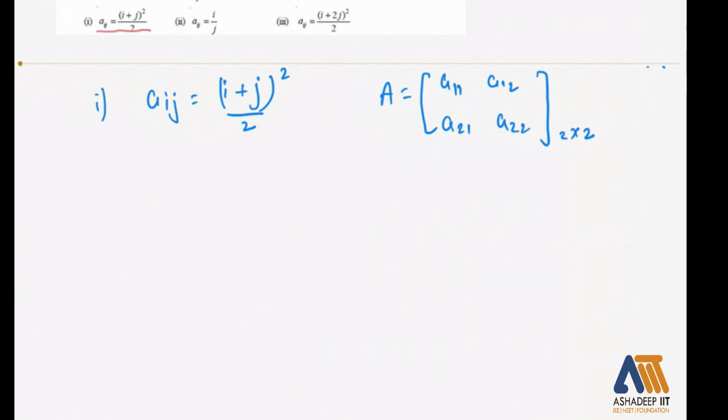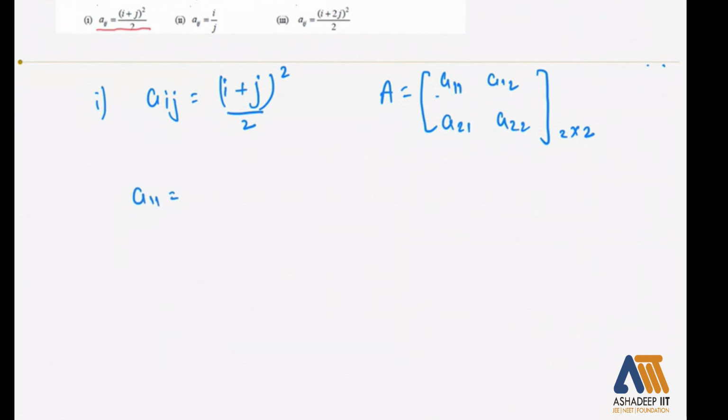So here there are 4 elements. We need to write the 4 elements. So first A11, that is first row and first column. So in this one put i equal to 1, j equal to 1. So (1 plus 1) whole square divided by 2. 1 plus 1, that is 2 square by 2. So 4 upon 2, which is equal to 2.